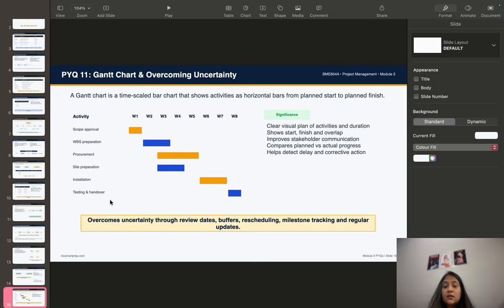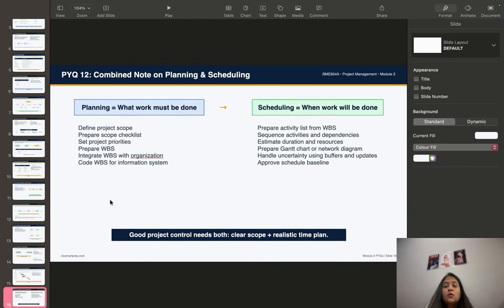So let's move to the next question. So here is the combined note on planning and scheduling. So this slide connects the full module to the concept. Okay, planning answers the question: what work must be done, and when we talk about scheduling, when will the work be done.